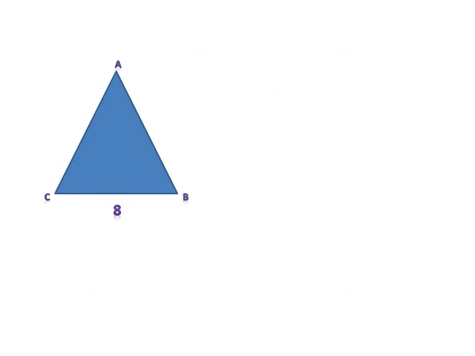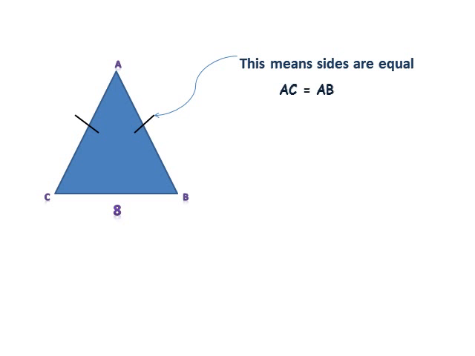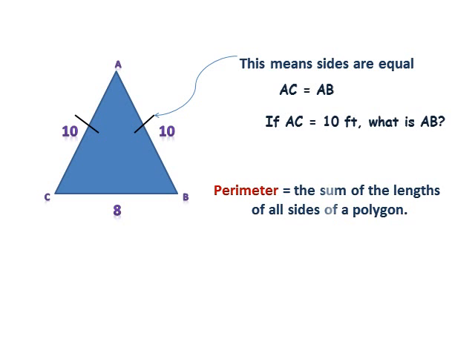Okay, so let's try this one. Let's say this triangle ABC, one side, side CB or side BC, is 8 units, and the other two sides are equal. That means both sides with single bars are equal in length. So therefore, side AC is equal to side AB. Assuming AC is 10 feet, what would AB be? Since they are equal, AB should also be 10 feet. There you go.